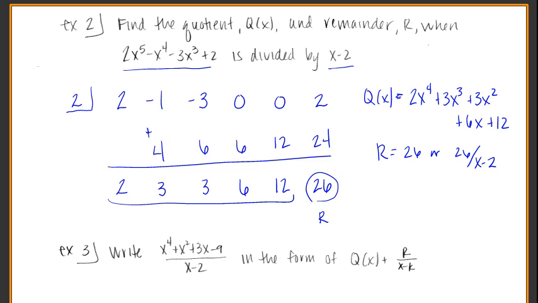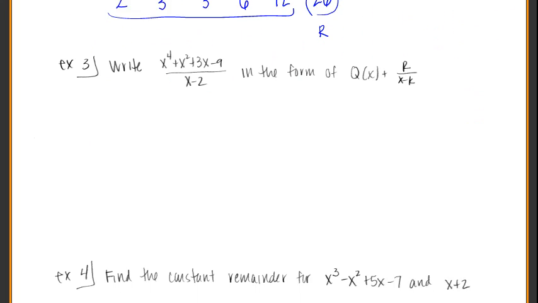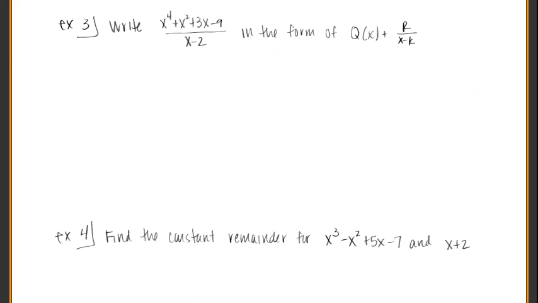And there you go for that example. All right, in this next one, we're doing pretty much the exact same thing again. It's specifying exactly how they want us to write the form. Okay, so let's start out here in our box. We're dividing by x minus 2, so the opposite of negative 2 is a positive 2. And this is what we're dividing into, so let's go with those coefficients.